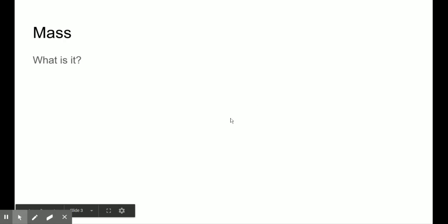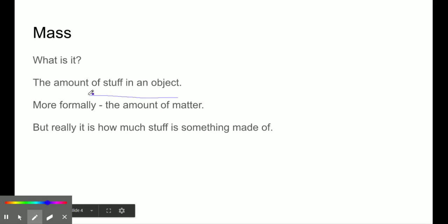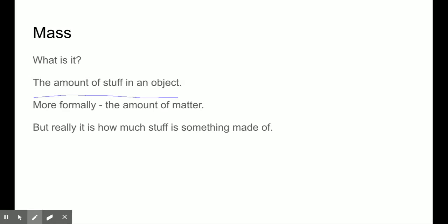All right, so mass. What is this thing called mass? So mass is how much stuff is in something. It's not how much it weighs, it's how much matter it's made up of. I like to use this definition because it's simple, right? So mass is the amount of stuff in an object. It's not how big it is, and it's not how much it weighs. It's how much matter it is actually made up of.